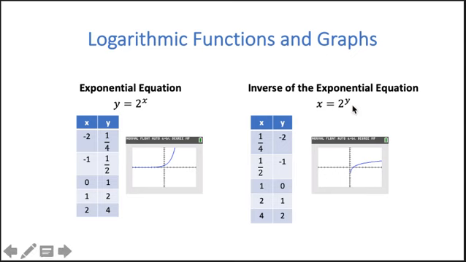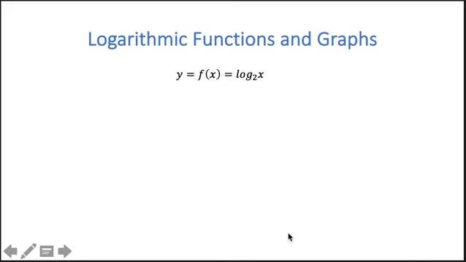Well, this equation over here on the right, how would this look in log form? Remember, we did this a couple screens ago. Change this exponential equation to a log equation. Well, written as a log equation, it's going to be the log base 2 of x equals y. And there you have a log equation. This log equation is the inverse of this exponential equation. Kind of cool, right?